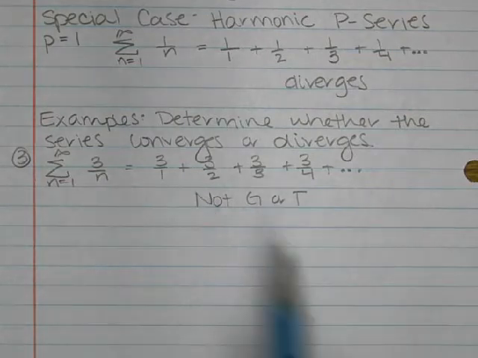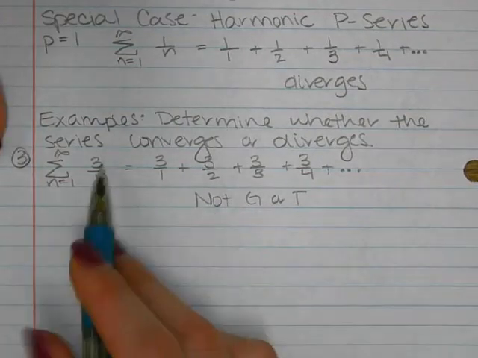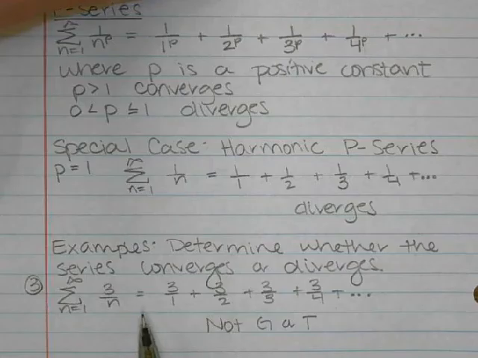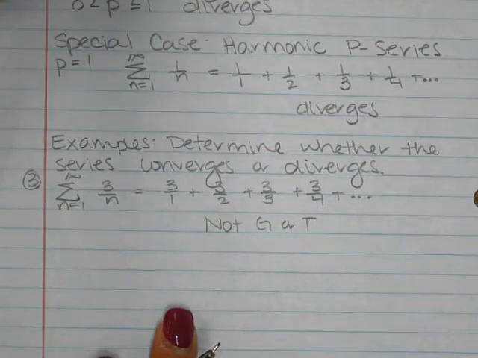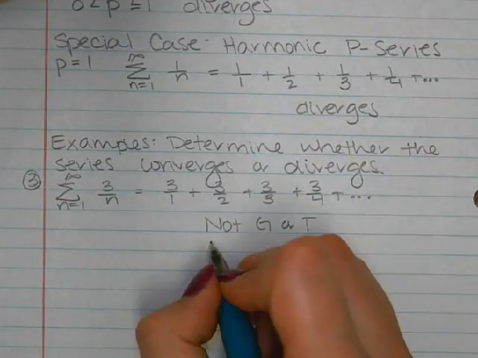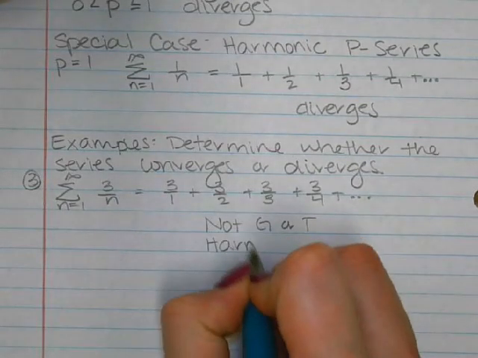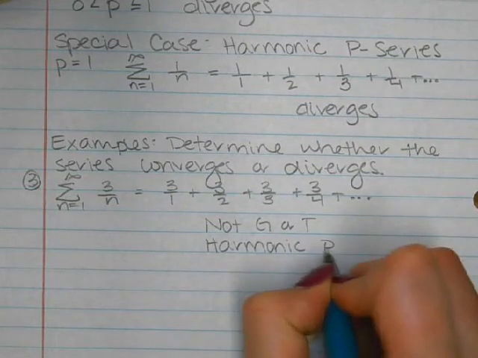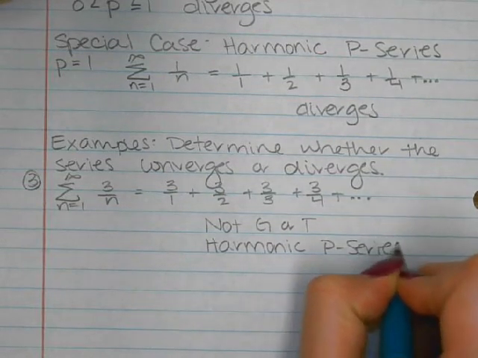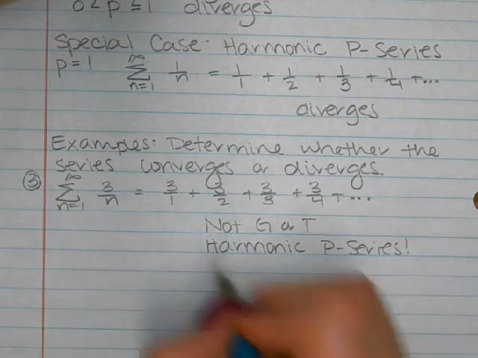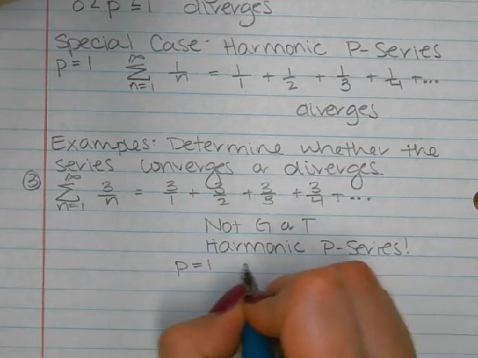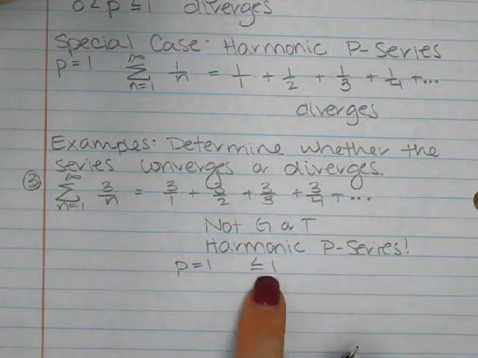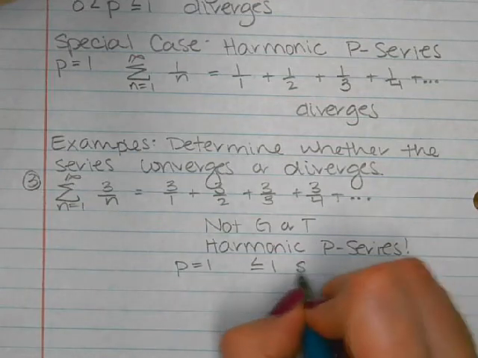So we can look at that and we can see that it's in the form of a P series. So it's n to an exponent on the bottom. That exponent happens to be 1. So we're going to say this is a harmonic P series. And so that means, since p is 1, that the p-value is less than or equal to 1, which means it diverges.